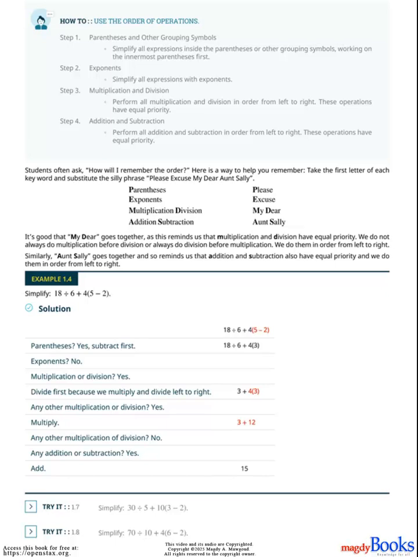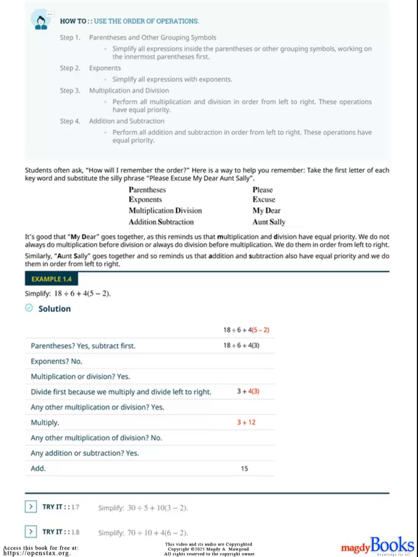Step 4. Addition and subtraction. Perform all addition and subtraction in order from left to right. These operations have equal priority. Students often ask, how will I remember the order? Here is a way to help you remember. Take the first letter of each key word and substitute the silly phrase, "Please excuse my dear Aunt Sally."